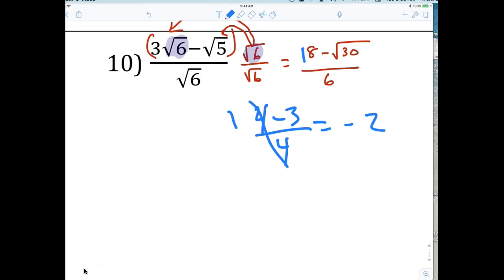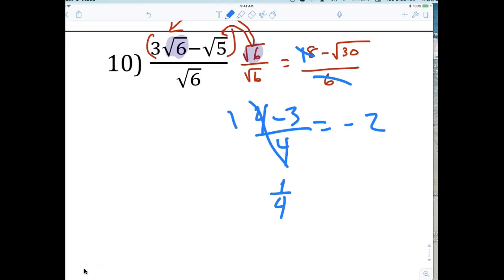If you're not sure, make up a problem. So the answer would be negative 2? No, the answer is 1/4. Oh, okay. That's what I'm trying to show you. So can I reduce by 4? No. Now, why am I showing you that? Because that means you can't cross those out.